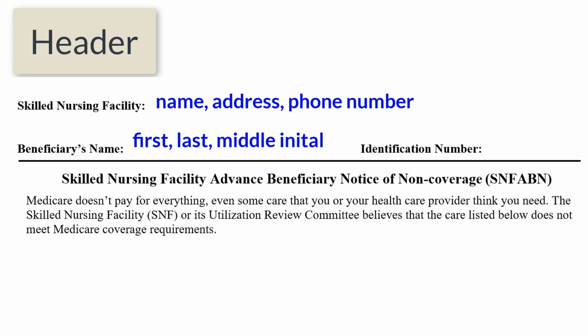Include the beneficiary's first and last name on this form. Include a middle initial if there is one on the beneficiary's Medicare card. Entering an identification number is optional, and the SNF ABN is valid if this space is left blank. Now let's move to the body of this form.